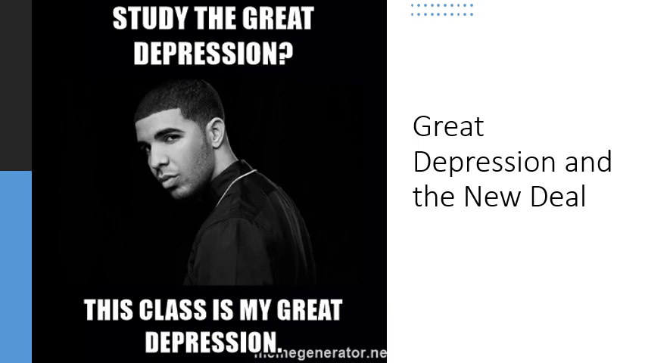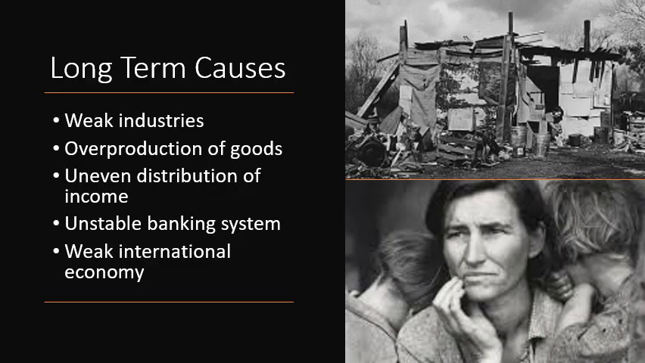Now, like I said before, we do have a bunch of different panics and crashes and depressions all throughout American history. This one is the biggest. And one of the reasons for that is because of some of the underlying factors that we're going to talk about. So, the Great Depression had a bunch of long term causes that made it something completely unforeseeable, that made it the Great Depression rather than just another depression.